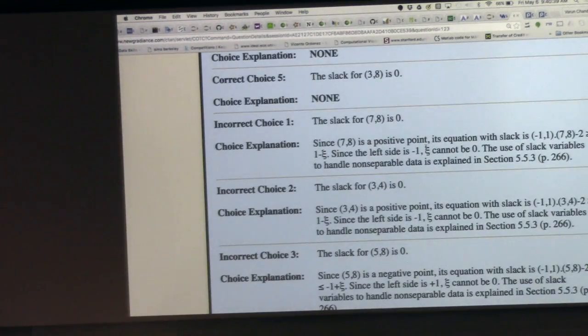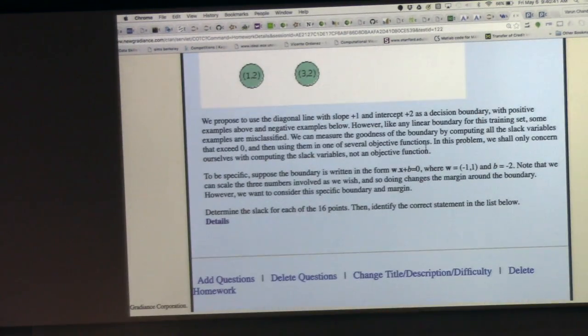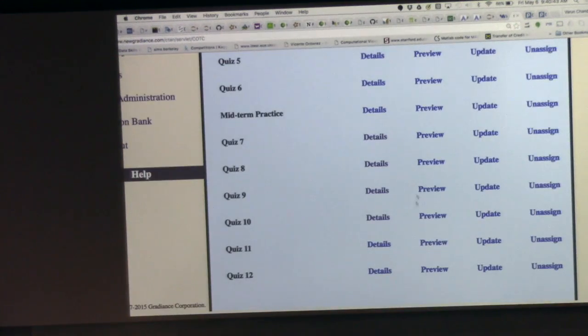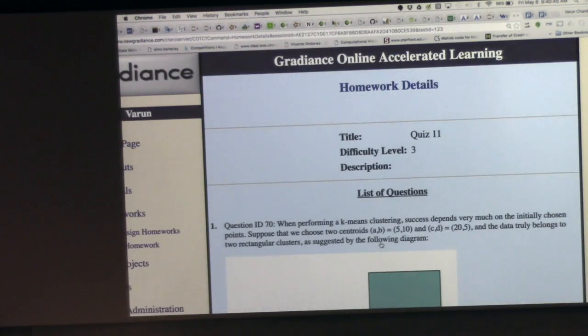Okay? Yes. When you say the slack for 5,6, do you mean like a point on the line? No, it's on the correct side of the line. So it could be on the line as well. The definition of slack is that if you are on the correct side of the margin, then there is no slack. It doesn't matter how far you are away from the margin, right? But if you're on this side, then you consider it.